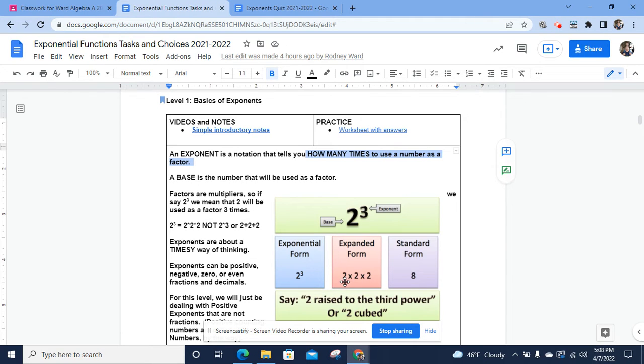And here's expanded form. It just takes the factors, says 2 times 2 times 2, and standard form is when you've simplified it or evaluated this expression into a number. And we simply have 8. So 2 to the third equals 8.